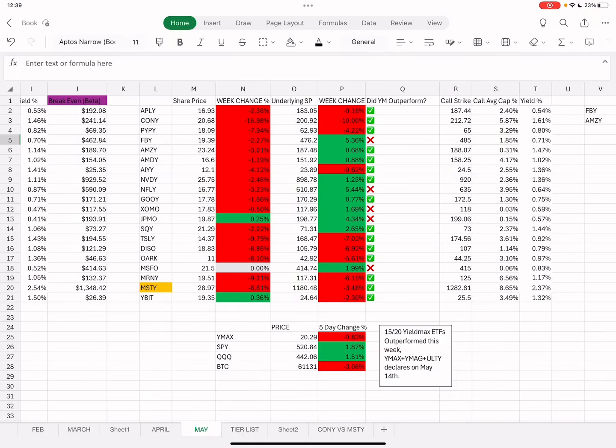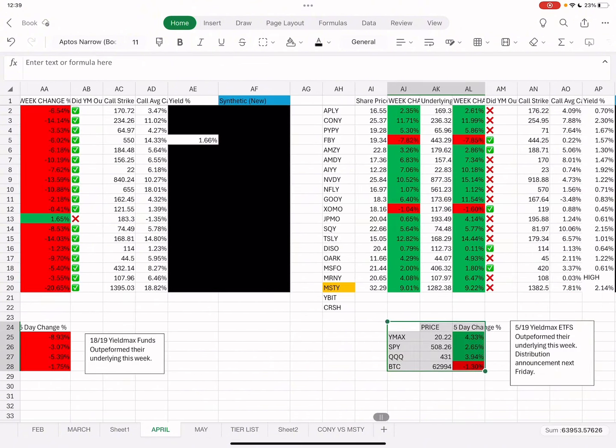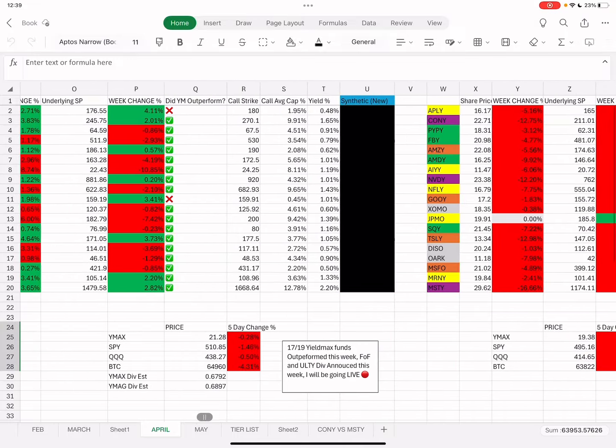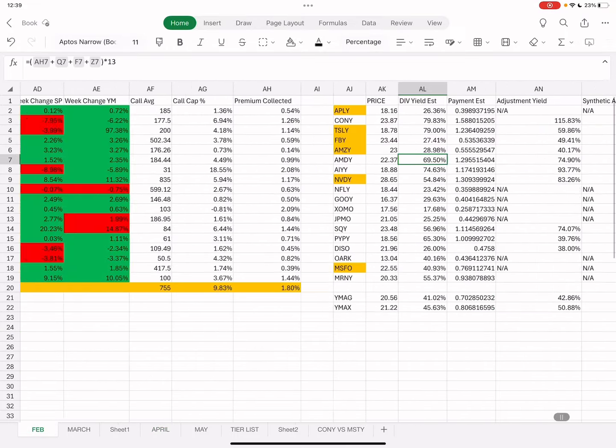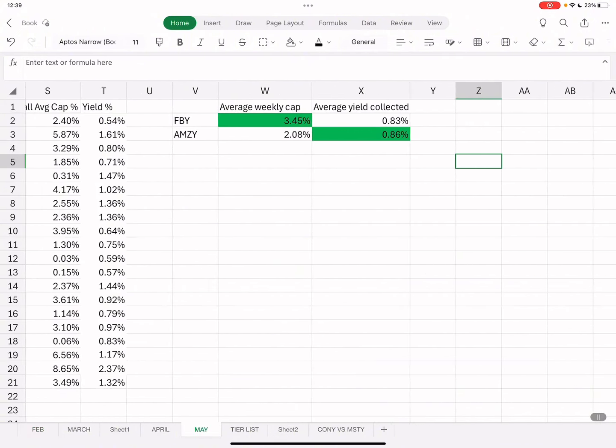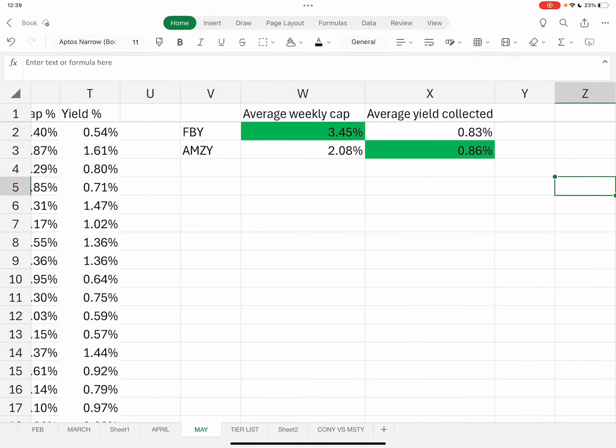All right, now back to the spreadsheet. I've been tracking most of the caps and premium collected all the way since February. So I've got some good information, and I feel like this data just becomes more and more valuable as time goes on. So I wanted to take, okay, what's the average of their trades? For the other fund, when they're doing their covered calls, their average cap that we can gain per week is 3.45%. That is beating AMZY, whose average cap is usually about 2.08%.